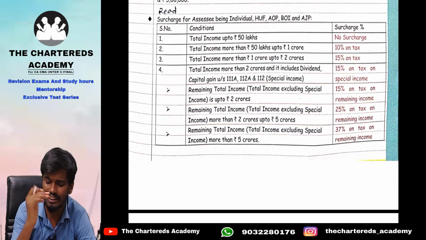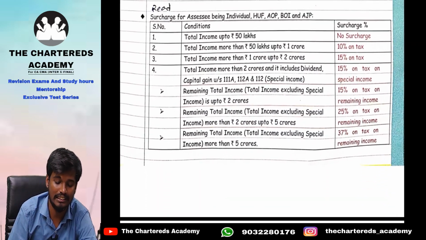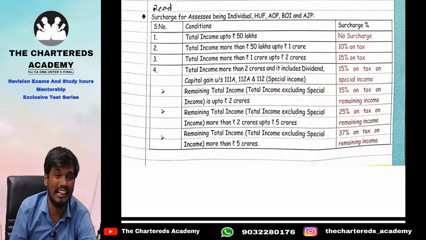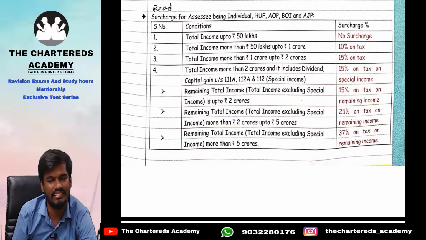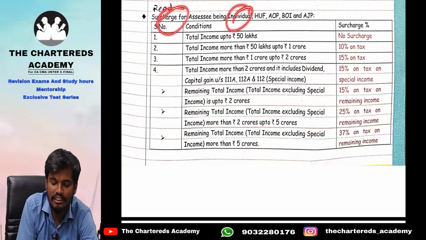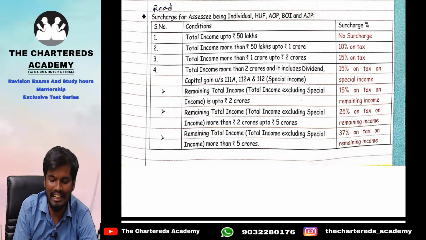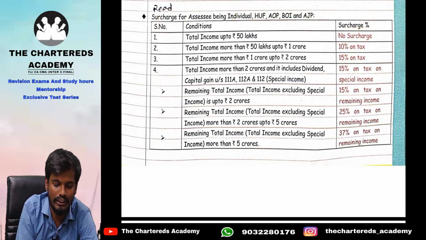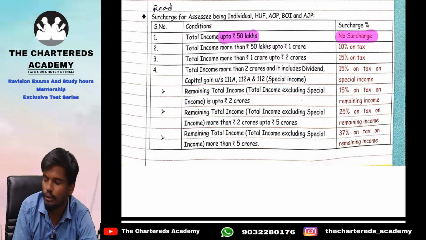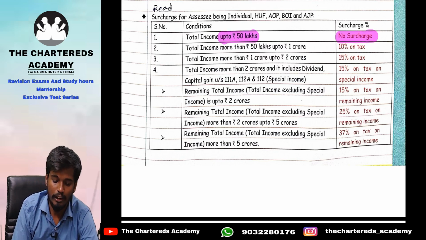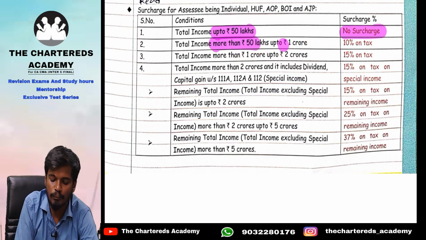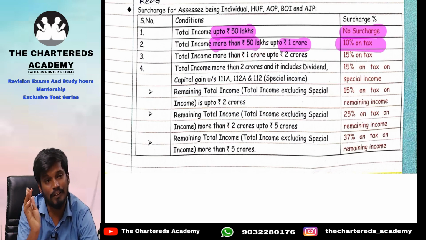So what about the surcharge rate? Next condition is the surcharge. We consider it as a super tax. Surcharge for the individual, HUF, AOP, BOI and artificial juridical person: sir, if the total income is up to 50 lakhs, there is no surcharge, guys. If the total income is more than 50 lakhs, up to 1 crore, there is a surcharge at 10% on tax.